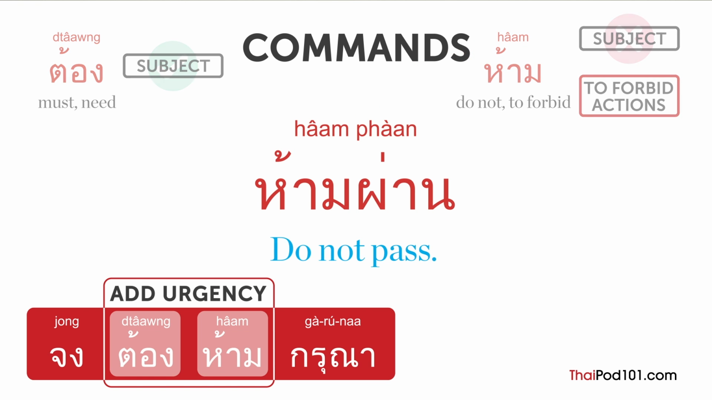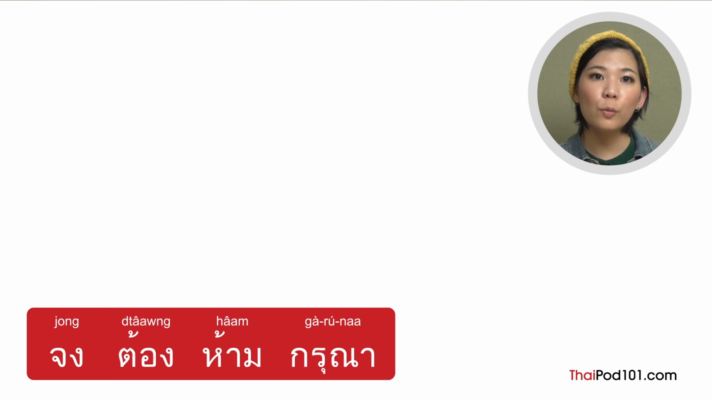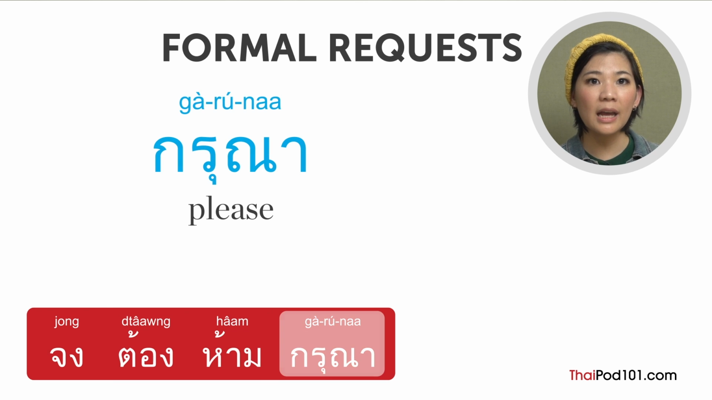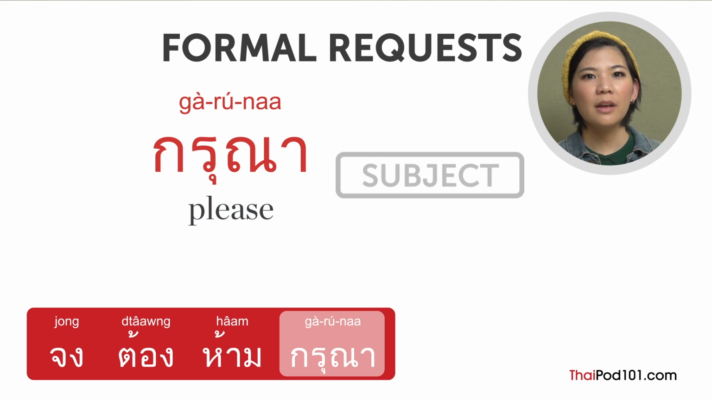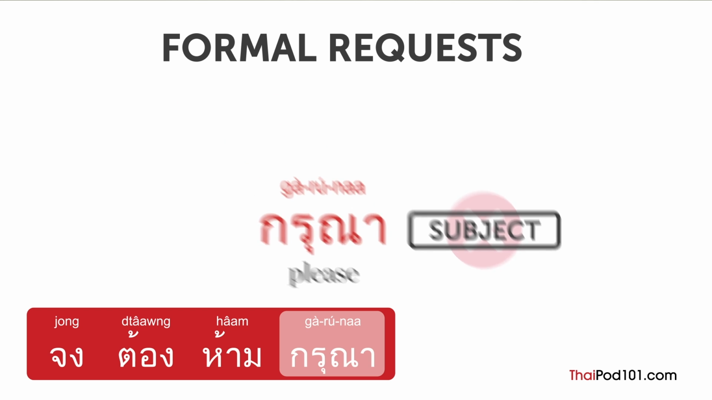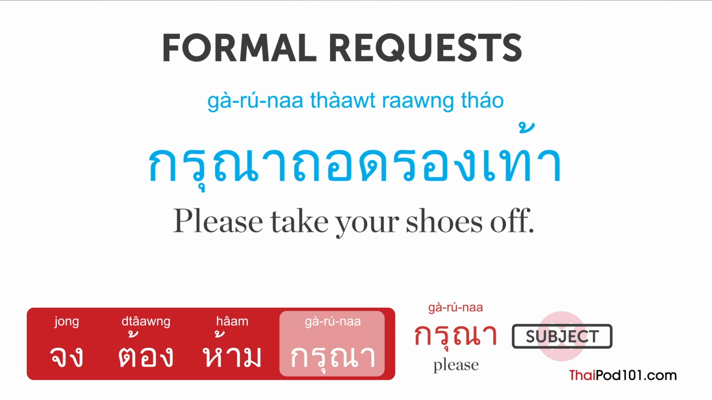A more formal way of requesting something is to use the word กรุณา. This is like saying please in English. You need to leave out the subject noun when using this word. For example, กรุณาถอดรองเท้า Please take your shoes off.